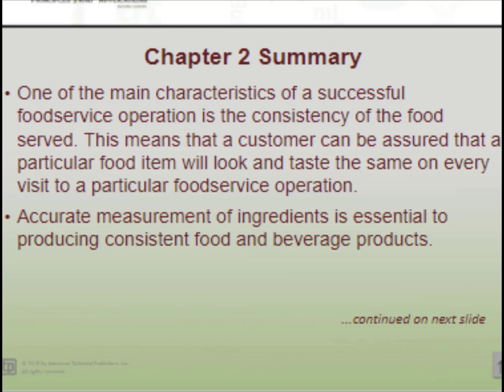One of the main characteristics of a successful food service operation is the consistency of the food served. This means that a customer can be assured that a particular food item will look and taste the same on every visit to a particular food service operation. Accurate measurement of ingredients is essential to producing consistent food and beverage products.